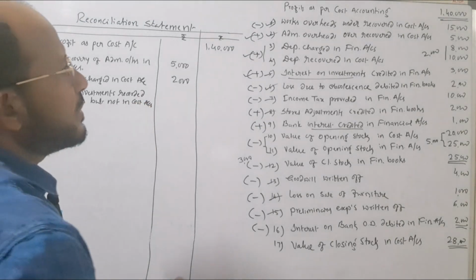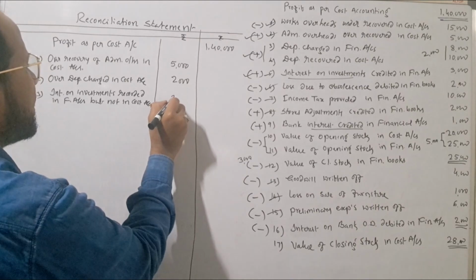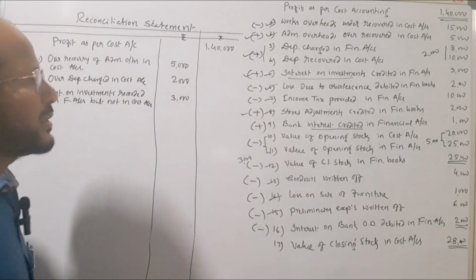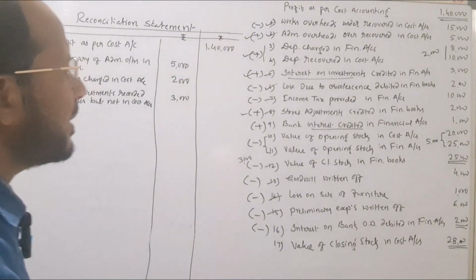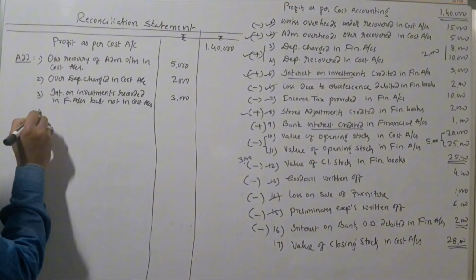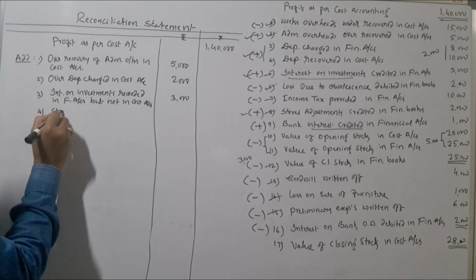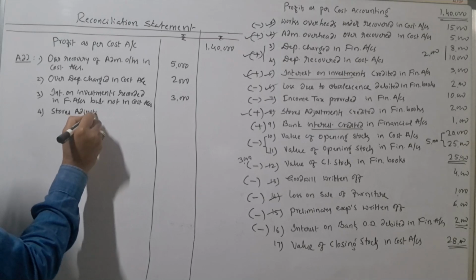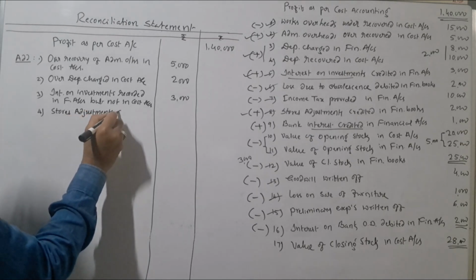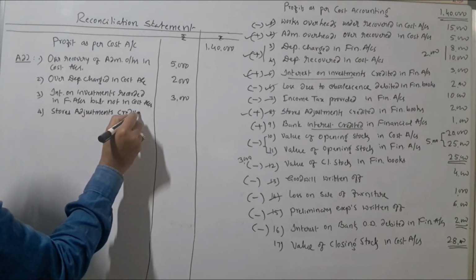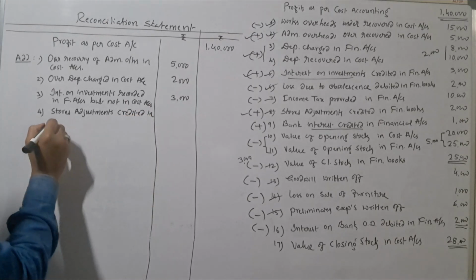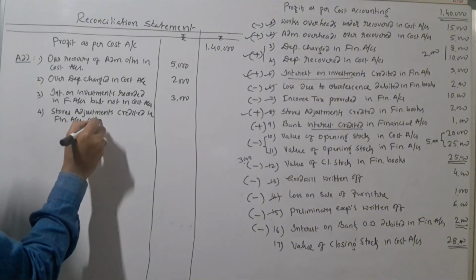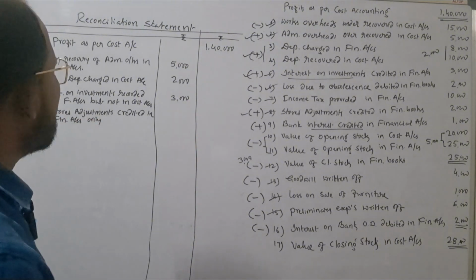What is the amount? Rupees 3,000. 3,000 is to be added. Then after that we will go to the stores adjustments credited in financial books only. Stores adjustments credited in financial accounts only. Financial accounts only, in the sense it is not recorded in cost accounts.